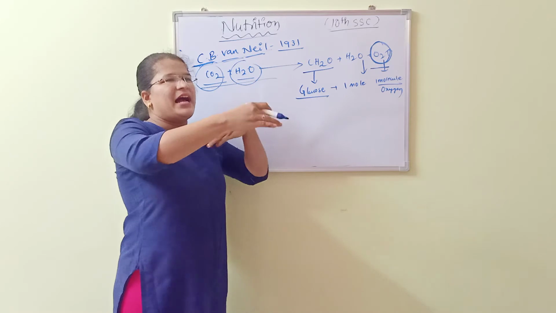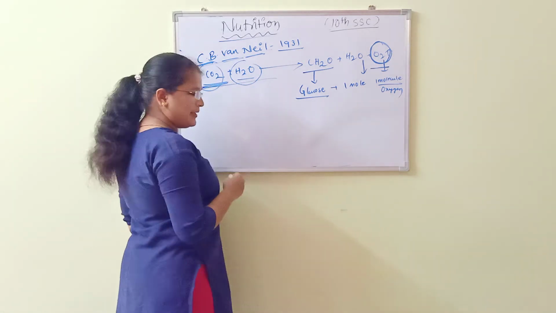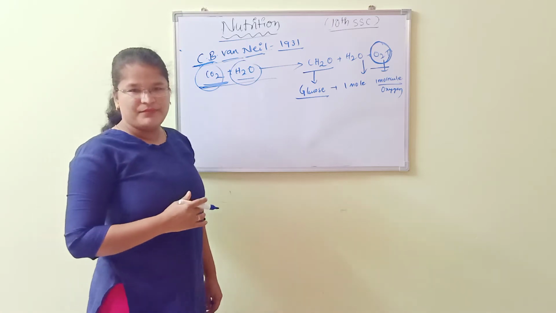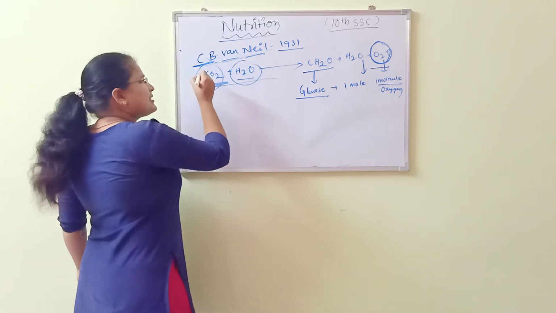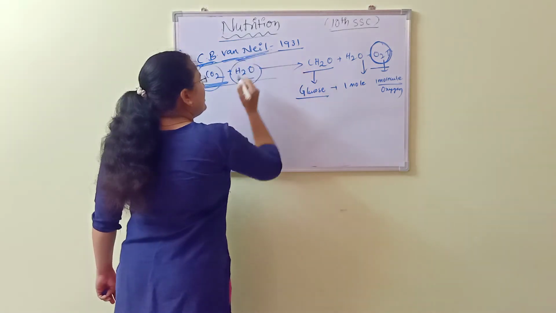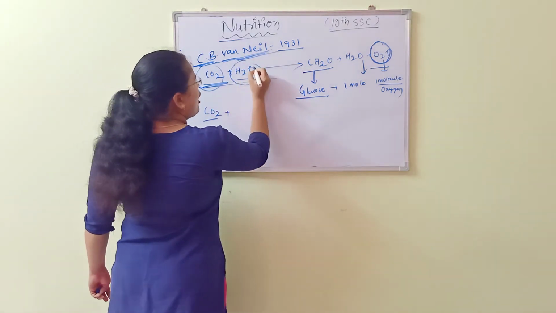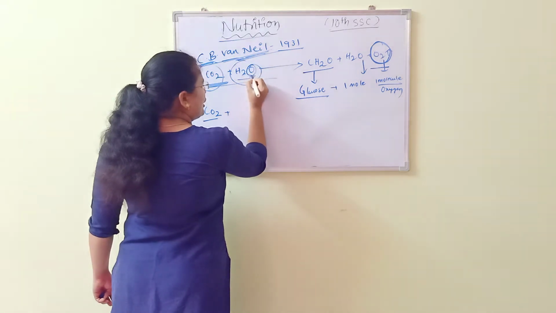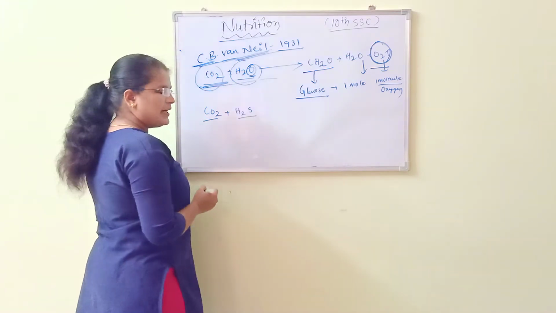Because exchanging of the gases is happening, that's why we usually believe oxygen is being produced by utilizing the carbon dioxide. But it was wrong. See, in the C.B. Van Niel experiment, he took the carbon dioxide, and instead of taking the oxygen molecule here, he took sulfide, H2S.